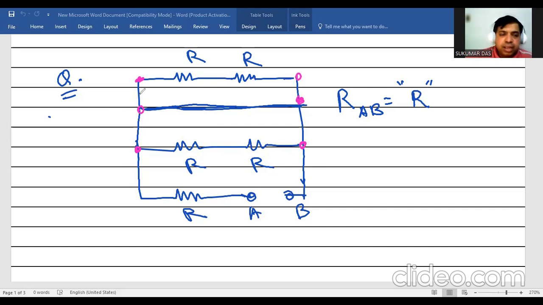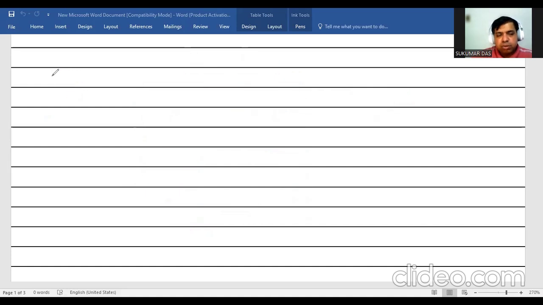Yes, perfect. Here we can see that these three points will have the same potential, and these three points will have the same potential. So when current passes through, it will bypass these resistors and pass through this conducting wire and go to point B. So our equivalent resistance will be only R. Whenever you see any conducting wire, always try to look for any short circuiting.